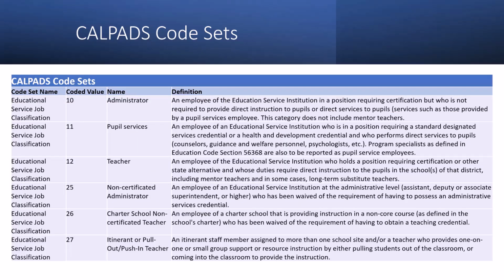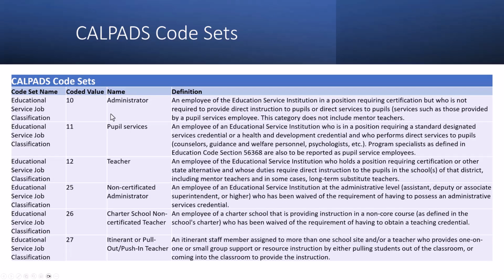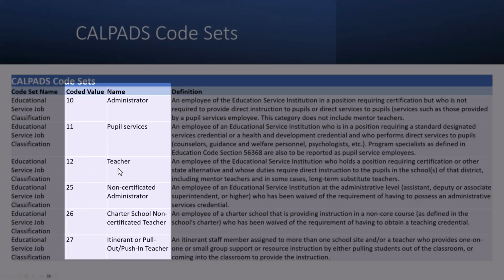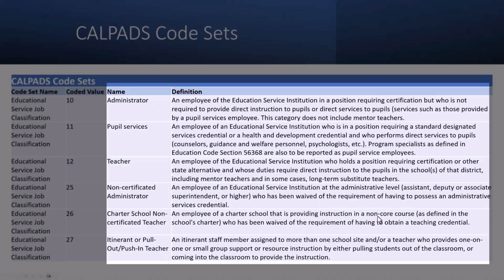So if we look into the CalPADS code sets, for job classification code, because we need a valid job classification, you can see the different codes available. 12 is for a teacher, 26 is for a charter school non-certificated teacher, and 27 is for itinerant pull-out push-in teacher. And if you were to read the definitions, you would see the word instruction, direct instruction to the pupil. For 26, providing instruction in a non-core course. And then 27, you see instruction, resource instruction.